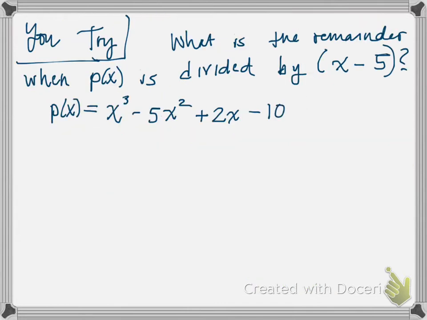Okay. So now I have one you-try problem for you guys to try on your own, and it says, what is the remainder when p of x is divided by x minus 5? So remember, you're thinking about what is your a value, and the remainder should equal p of a.